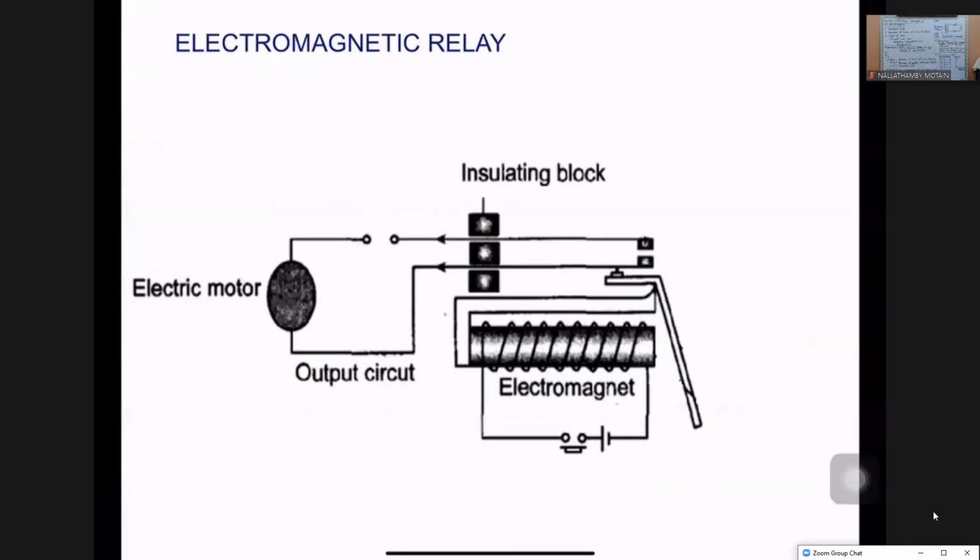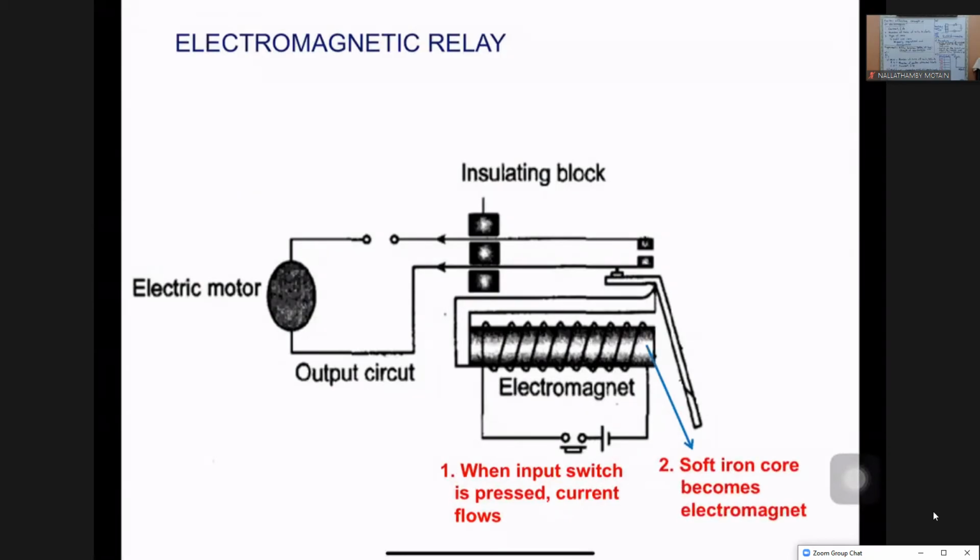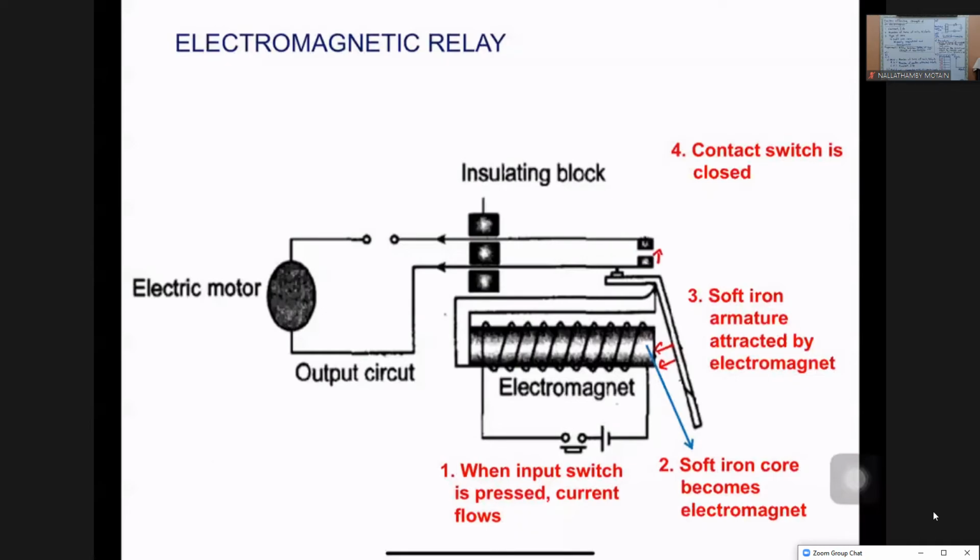Okay, so electromagnetic relay is very simple. It's a small circuit that uses a small current. It will be used to activate secondary circuit which uses high voltage. So first one, when input switch is pressed, current flows. Clear. Number two, what happens? Soft iron core become electromagnet. Clear. Number three, soft iron armature is being attracted by the electromagnet. It means what? It's being pulled. Number four, the contact switch is closed. Then number five, power supply in the secondary circuit is switched on.